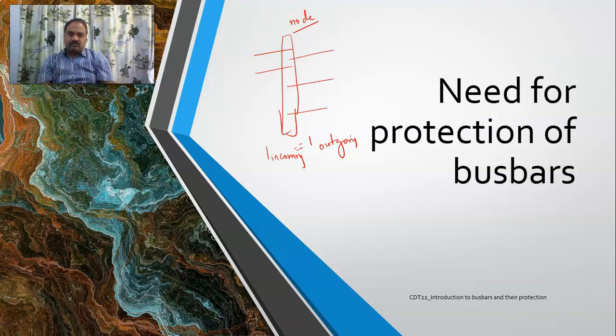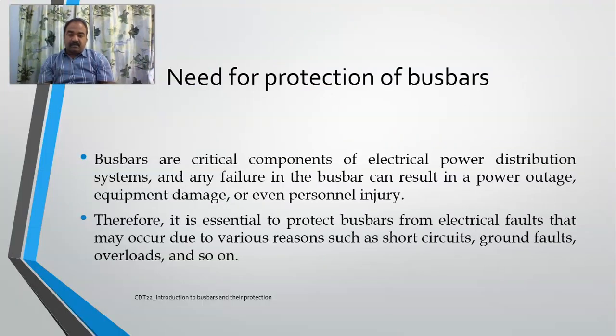Now, in olden days there was no particular protection for the busbars. But nowadays, protection is very much required because the busbar has become one of the key components of electrical substations. Any failure of the busbar results in a power outage to the entire connections, and it may lead to equipment damage, and even injury to persons nearby. So it has become essential nowadays to protect busbars from electrical faults.